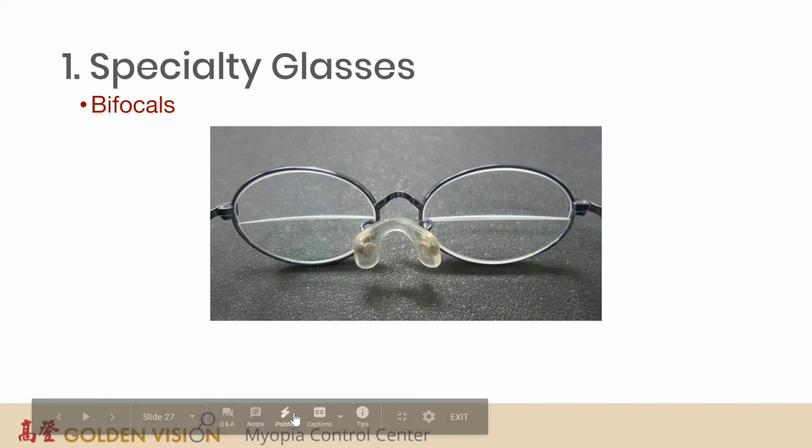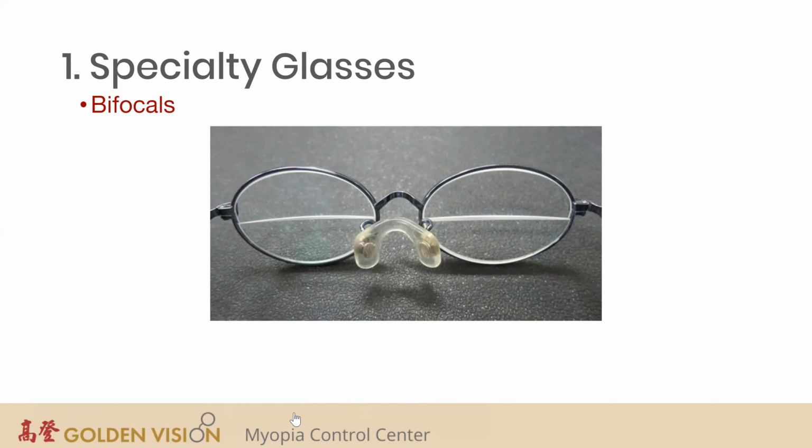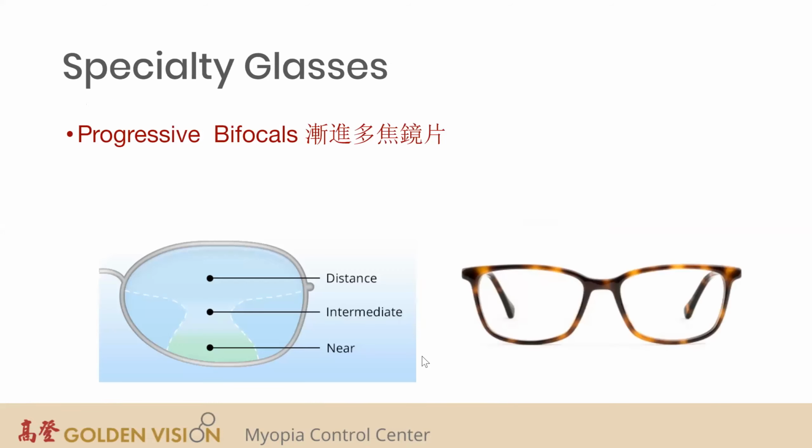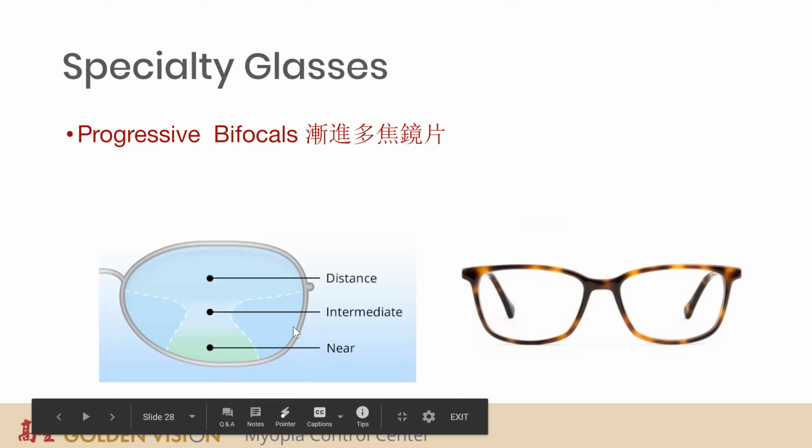But the glasses are plain ugly. So a lot of kids would not wear them because other kids would make fun of them. And also it's usually only effective in the first 1 or 2 years of wear, and only for certain types of myopia. Another type, which has no line, is a progressive bifocal.